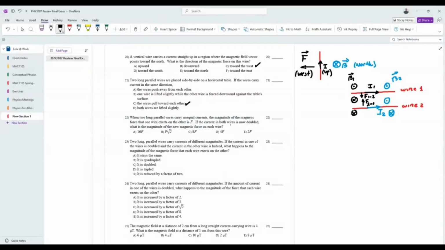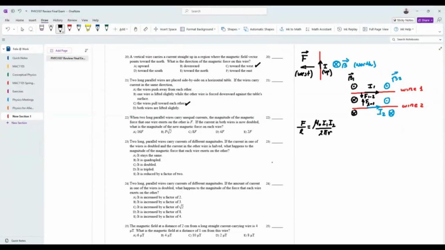So we know that there are 2 long parallel wires. So usually we have the force per unit of length, and this force per unit of length is equal to mu sub 0, I sub 1, I sub 2, over 2 pi r. So you have two long parallel wires, you don't know the length, that's why we usually use force per unit of length, so F over L.